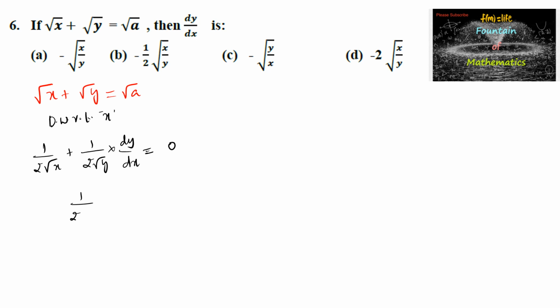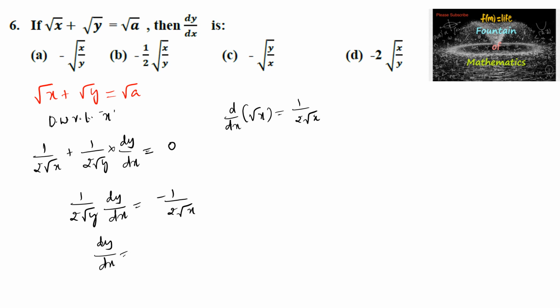Or we can write 1 by 2 root y dy by dx is equal to minus 1 by 2 root x, since we know the derivative of root x is 1 by 2 root x. So now dy by dx is equal to minus 1 by 2 root x into 2 root y. So 2 gets cancelled here, and we have minus root of y by x. So negative root of y by x is the answer, which is option C.